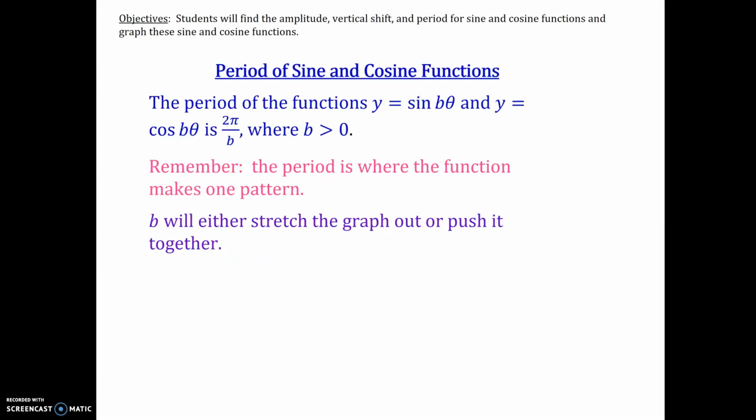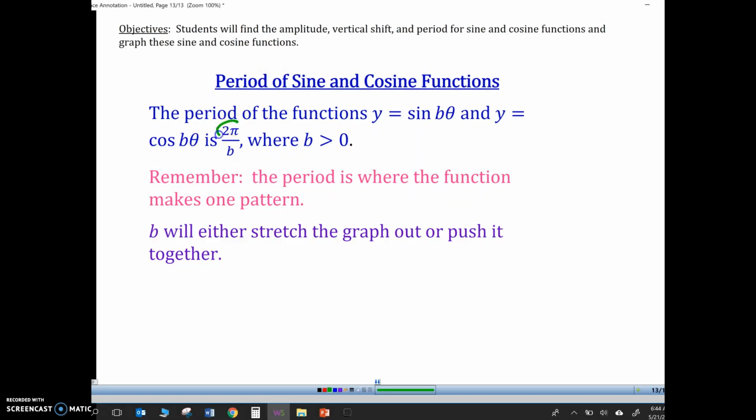So I want to talk about period of sine and cosine. You guys are aware that the period for these two functions is 2 pi. This is where they repeat themselves, but we're going to introduce a new transformation of a coefficient of our input, or our independent variable. So when I add a multiplier in front of the input, of theta or x or alpha or beta, whatever the variable is, we get a horizontal compression and stretch, which changes our period.